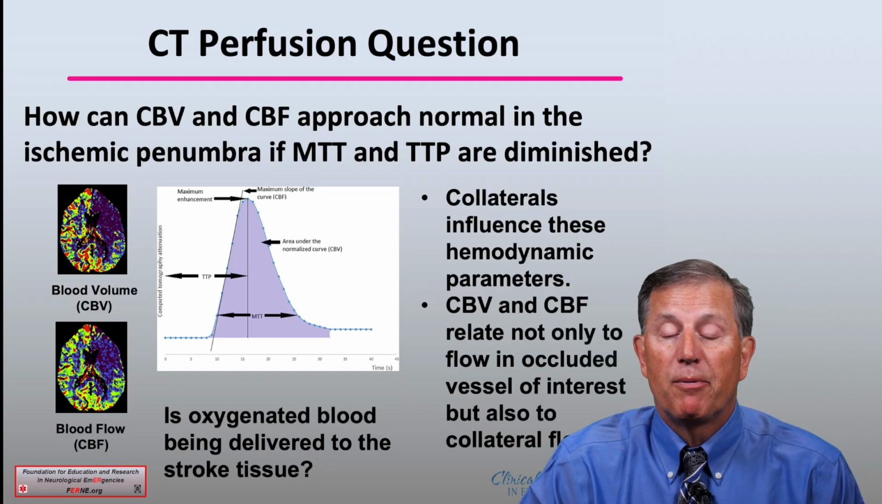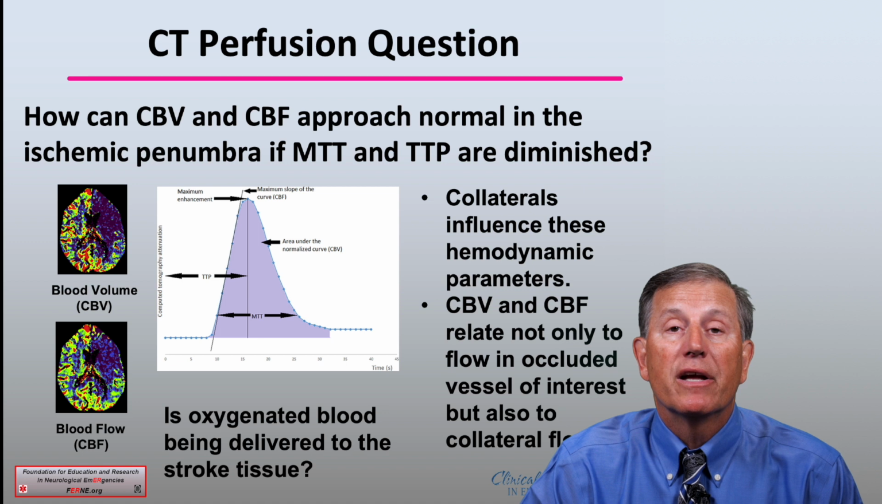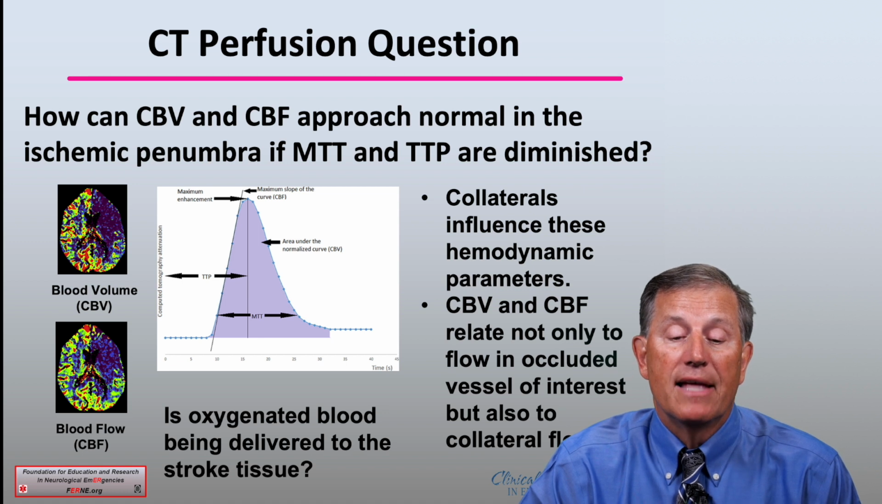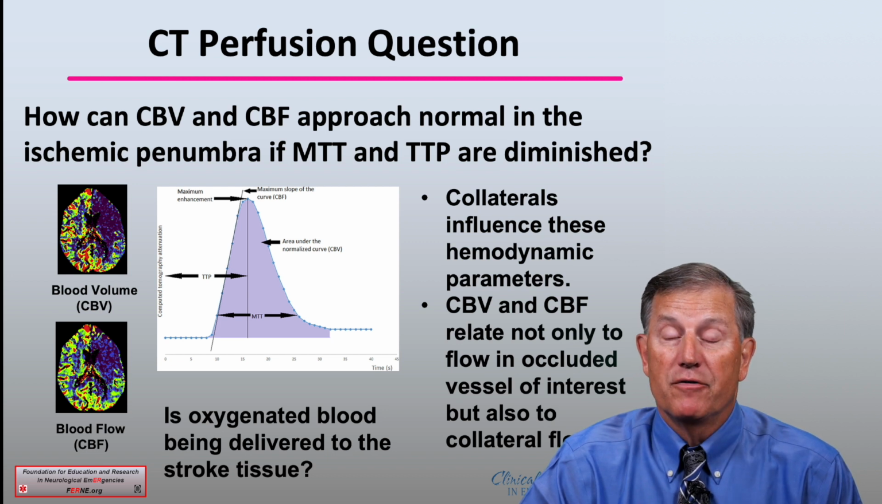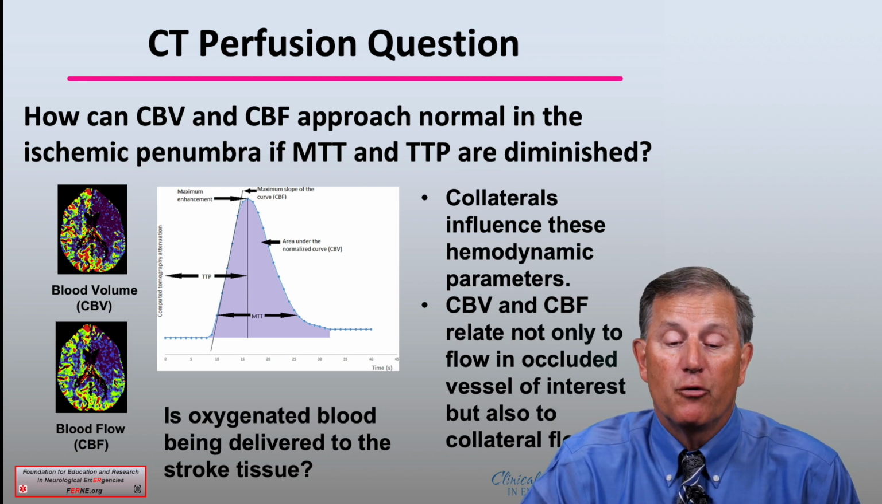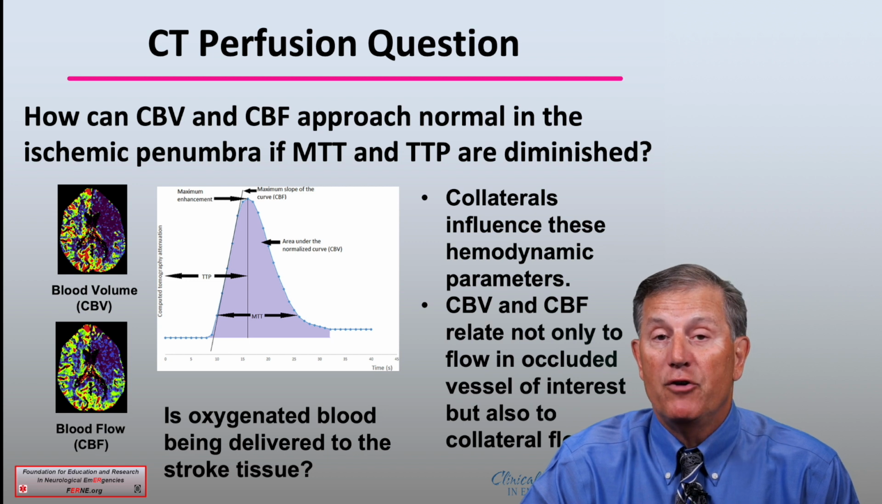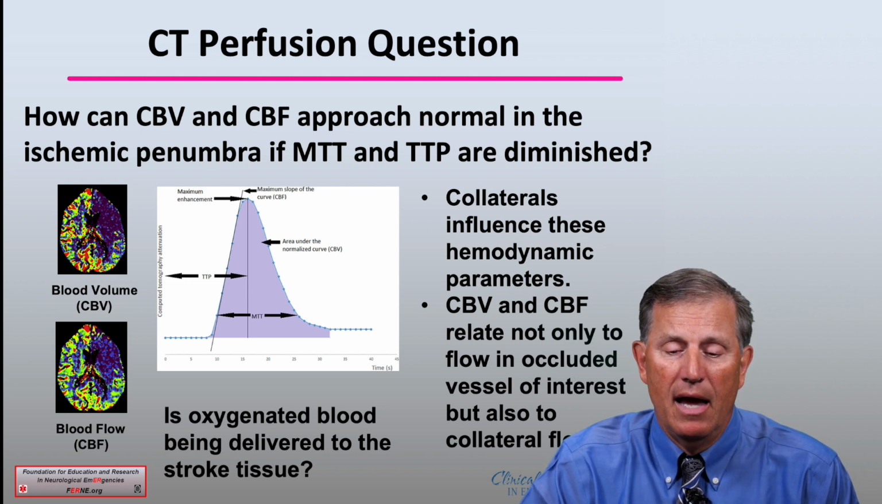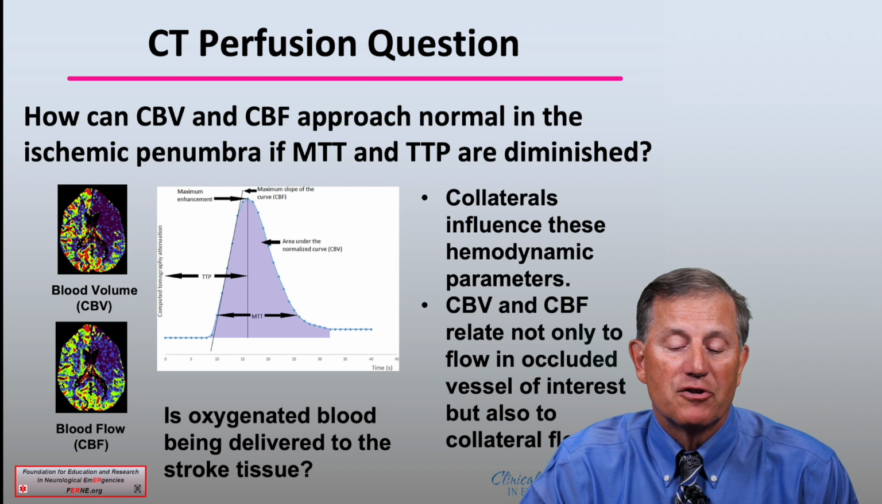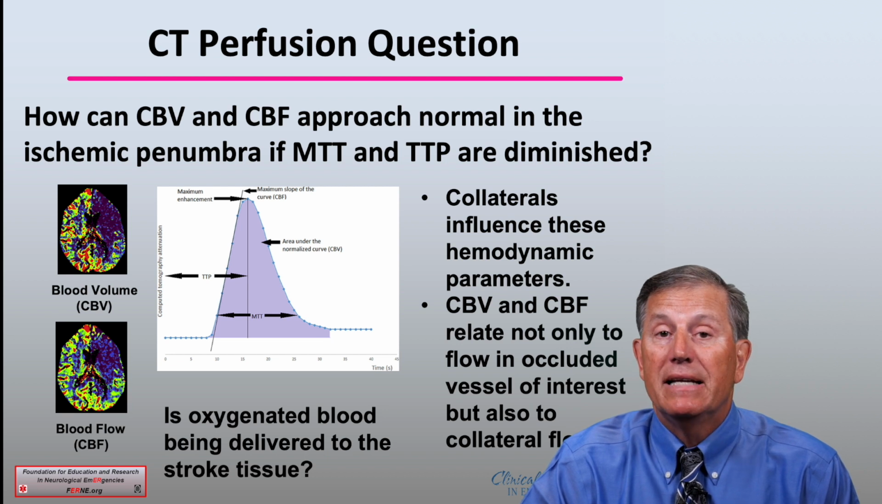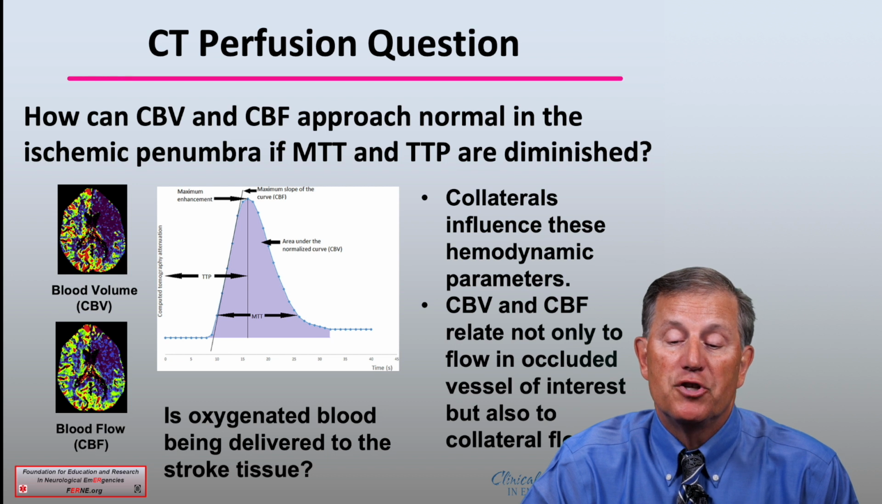So, the CT perfusion question is, how can cerebral blood volume and cerebral blood flow approach normal in the ischemic penumbra if there's a vascular lesion and mean transit time and time to perfusion are diminished? And the question is, how is oxygenated blood being delivered to the stroke ischemic penumbra tissue?